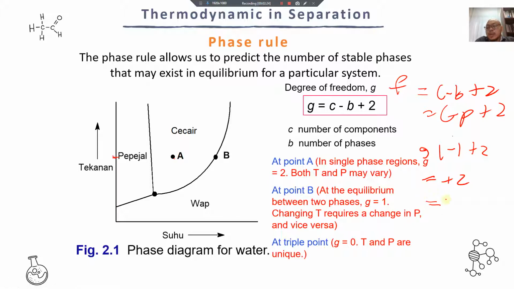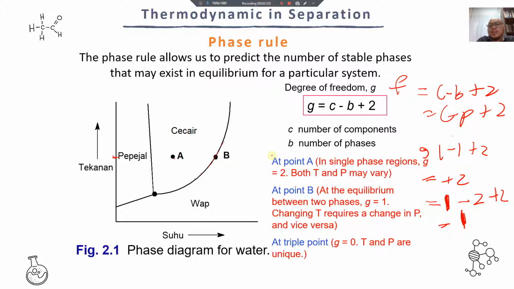So if at B 1, the component is 1 minus B, berapa tadi? Phase is 2 plus 2. So 1 minus 2 is negative 1, plus 2, you have only 1. Okay, you only have one freedom that you can change. For example here, at this particular line, you can only adjust either temperature or pressure only.